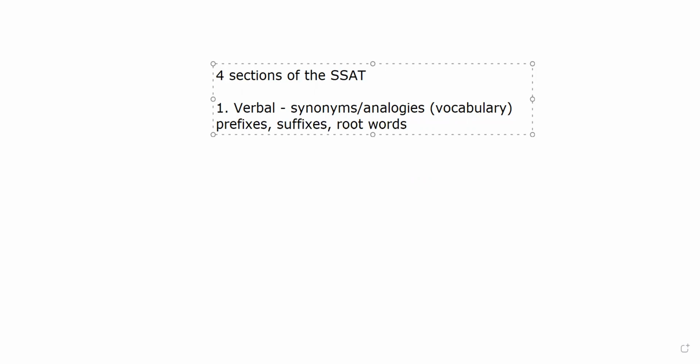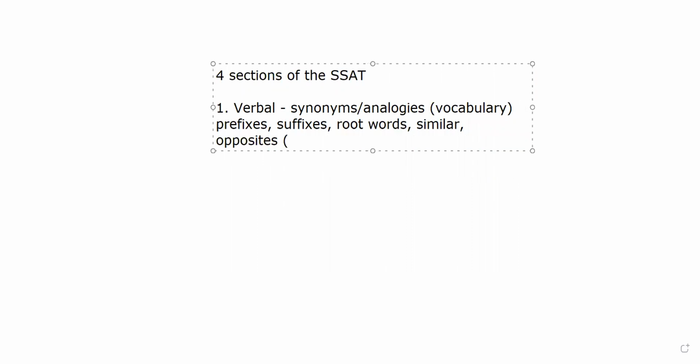But it is helpful if they know as many prefixes as possible, as many suffixes as possible, and their root words as well, and if they're familiar with vocabulary words, those things that are similar, and those things that are opposites. And when you're doing analogies, you have to understand the relationship between the words that are presented to you. So that's what the students will be focusing on for the verbal section.